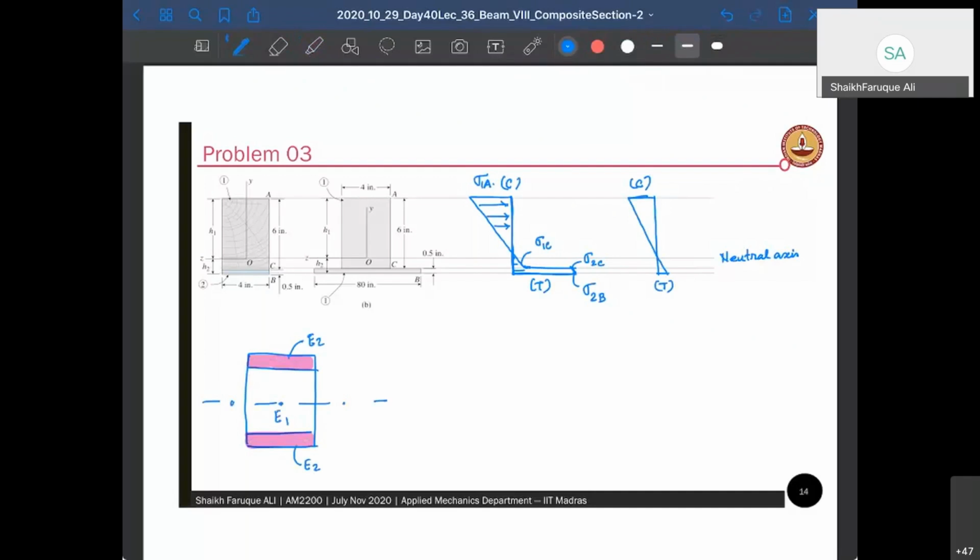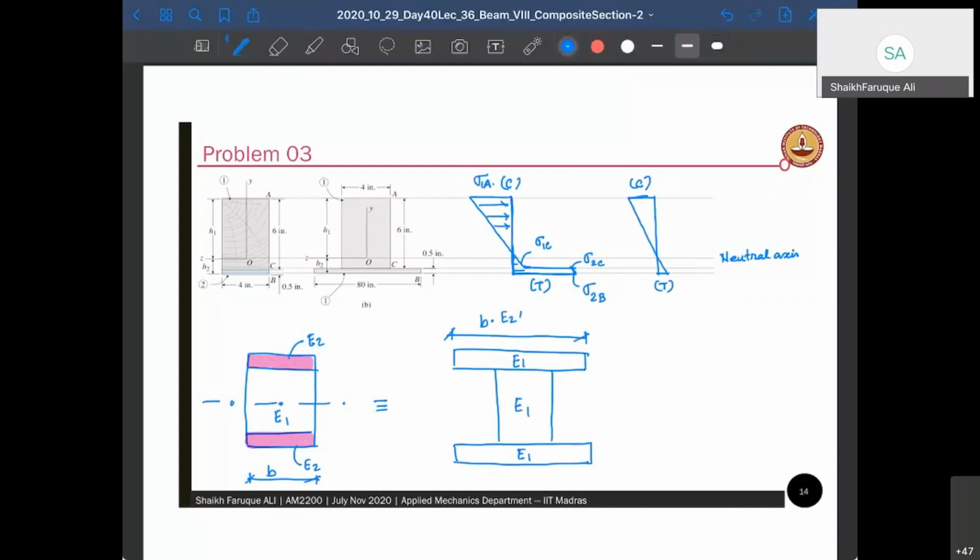So its equivalent cross section will look like this. If E2 is larger, then it will look like this. Not in scale, not in scale. So this is E1. Now this is also E1. This is also E1. Only thing, this part has changed. It was, let's say, B. It has changed to B times E2 by E1. Okay. Other things remain same. T1, T1, T2.